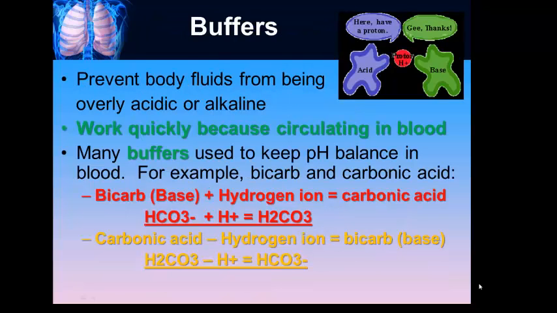Buffers prevent body fluids from either being overly acidic or overly alkalinic. They work quickly because they're already circulating in the bloodstream. The body uses many different buffers to keep the pH in balance, but for an example, two that we're concerned with are the bicarb and carbonic acid. And this just shows you an example of how the bicarb, which is a base, can add a hydrogen ion to become a carbonic acid. And then carbonic acid then can give off a hydrogen ion and become a bicarb. So they can rapidly perform this addition or subtraction of a proton and change into a base or an acid.